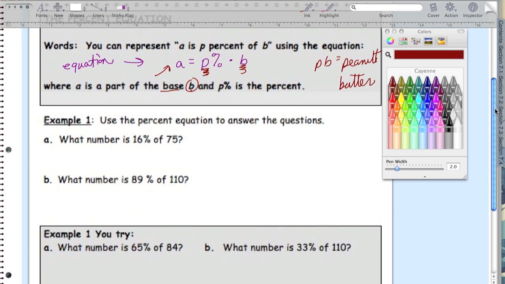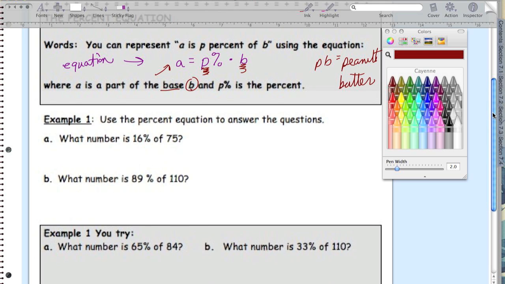Okay, so let's go through. We're going to kind of do the translation we just did with these problems. Use the percent equation to answer the question. What number is 16% of 75? So what number? We don't know. That's x. Is equal 16%, 0.16 of can be multiply 75.